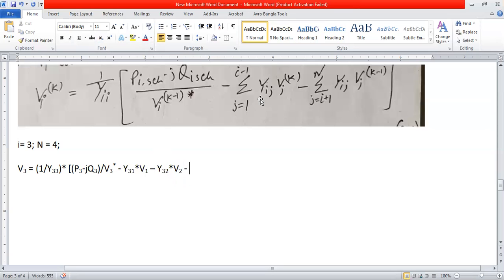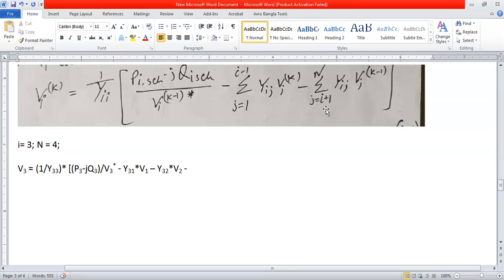Now J is equal to 3, but here I minus 1, so up to 2. So J should not be equal to I. So this term is finished now. Let's move on to the next term. Here J is equal to I plus 1 up to capital N, that is the total number of buses.